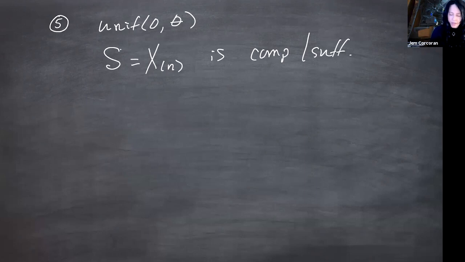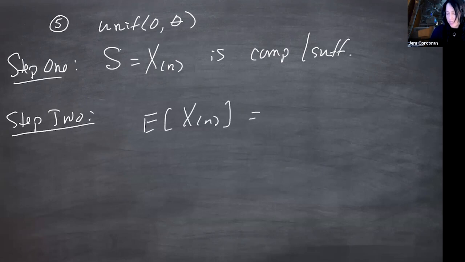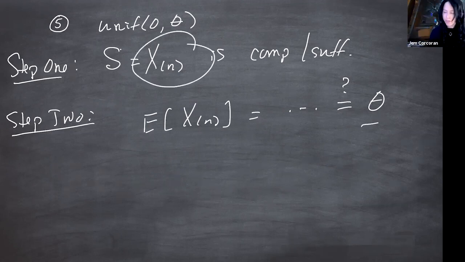And so that is step one of finding a UMVU. And step two is to take its expectation and say, am I going to get theta? You're not going to get theta, but you're going to get some constants in front of theta, so you can adjust it to turn it into an unbiased estimator. So your answer is going to be some constant in front of the maximum whose expected value gives you theta.